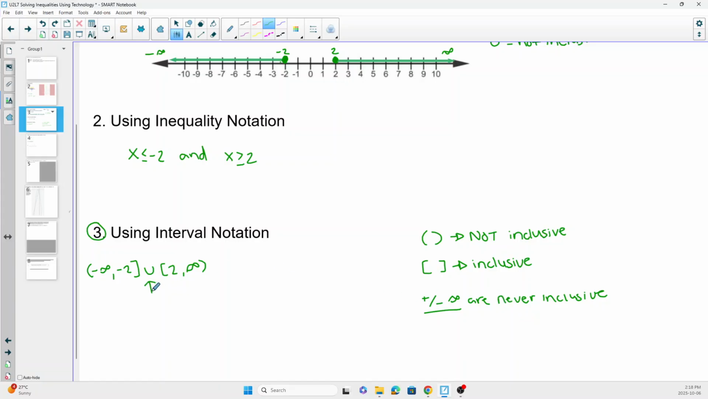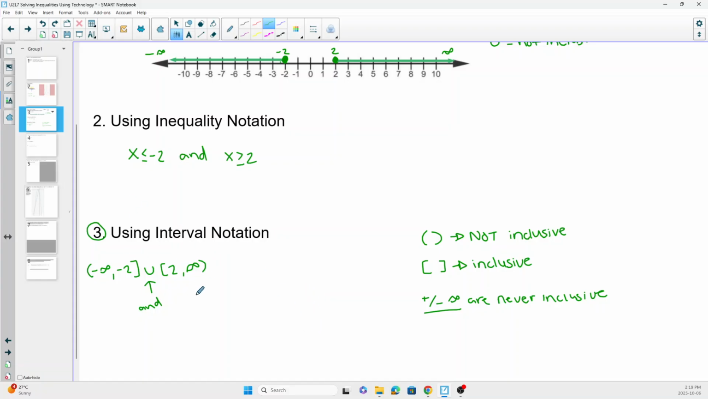This is just a symbol, it's a union symbol, and we can just think of it as and. So from negative infinity, not inclusive of negative infinity, to negative 2, inclusive of negative 2, and from positive 2, inclusive of positive 2, up to positive infinity, not inclusive of positive infinity.